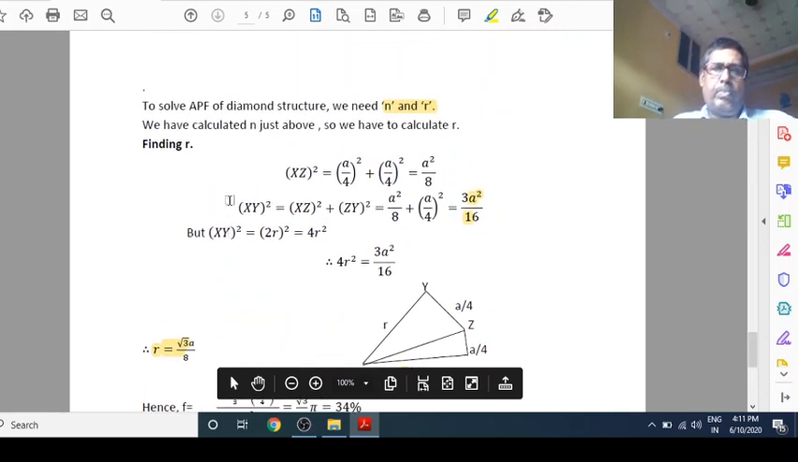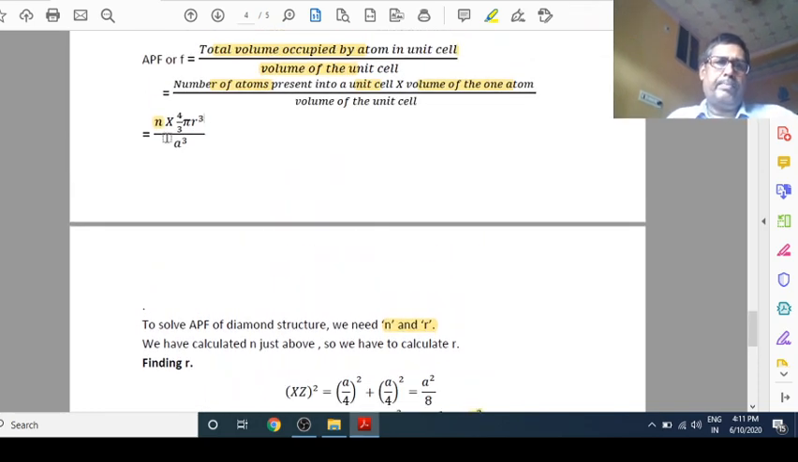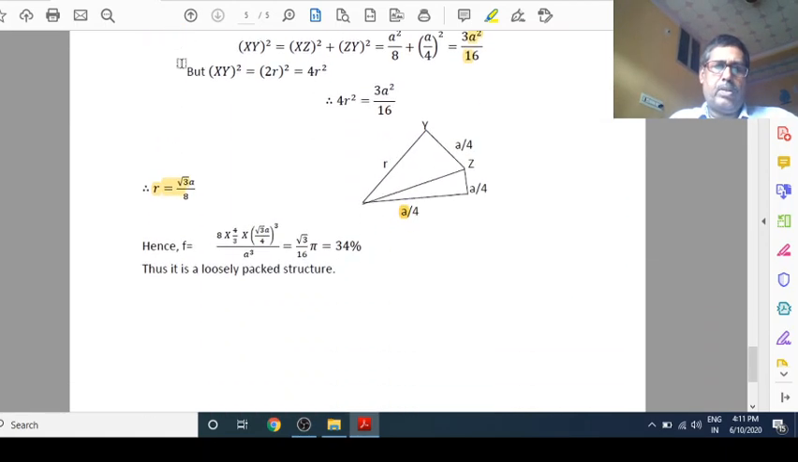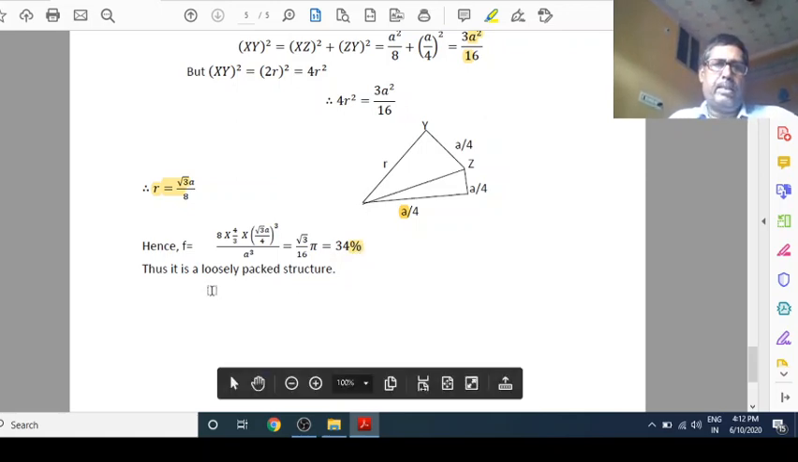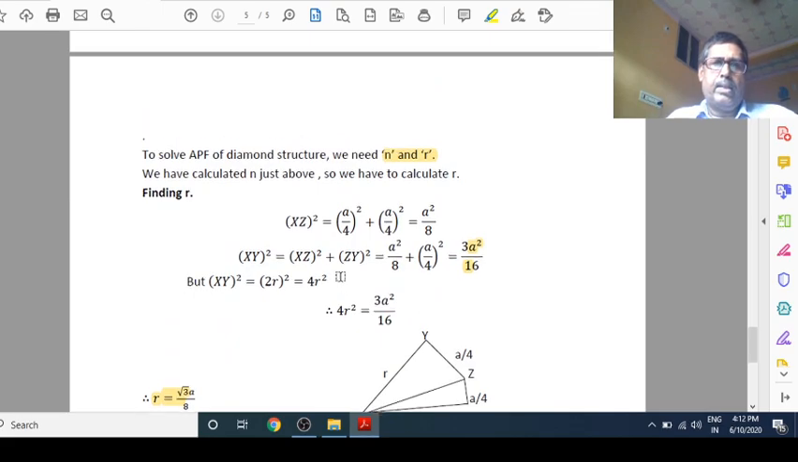Once we get n and r, we can calculate using this formula the packing factor. So hence f is equal to 8 into this one by a cube. After solving, we get this, here 34%. 34% indicates that it is loosely packed. That is why I have written here. Thus, it is a loosely packed structure. So diamond is a loosely packed structure.